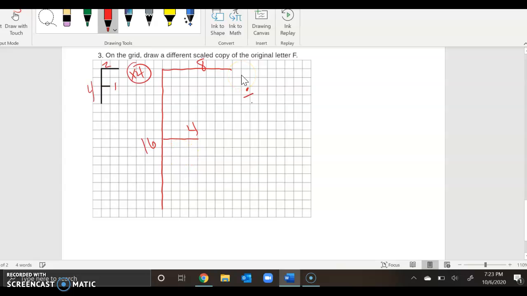If I wanted to do one dividing by 2, that's going to get smaller. 4 divided by 2 is 2. 2 divided by 2 is 1. And then 1 divided by 2 is 1/2. So it's not going to fully touch that grid line there, 0.5.